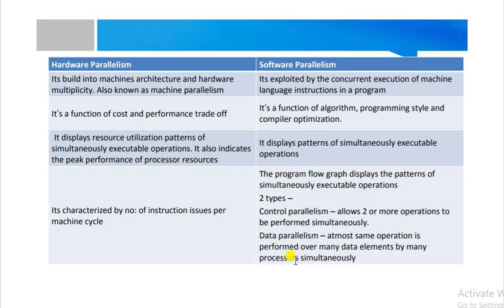And as I said earlier, there are two types of software parallelism: control parallelism and data parallelism. What is control parallelism? It allows two or more operations to be performed simultaneously. While in data parallelism, almost the same operation is performed over many data elements by many processors simultaneously. That is the main difference between control parallelism and data parallelism.